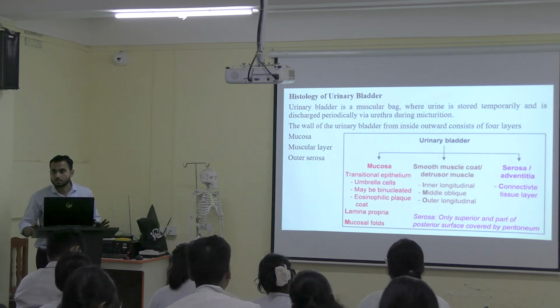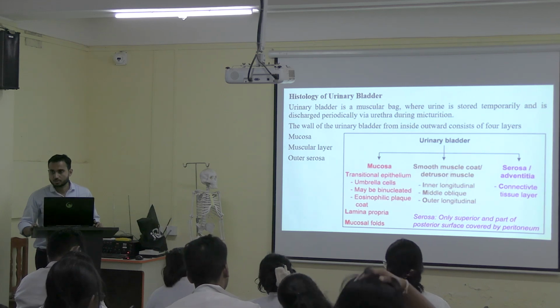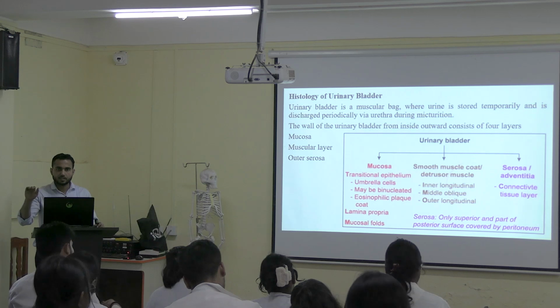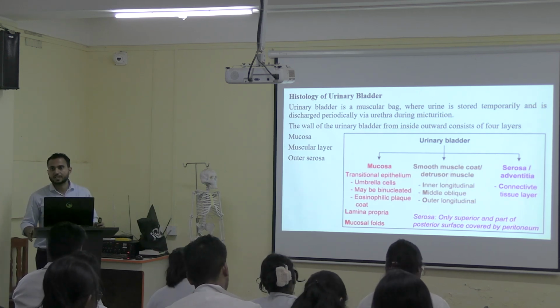These are also called uroplakins. Two layers of lipid are present, and along with that the cells are attached with junctional complexes.